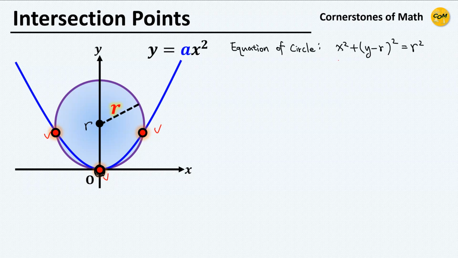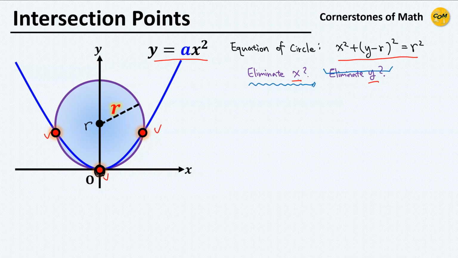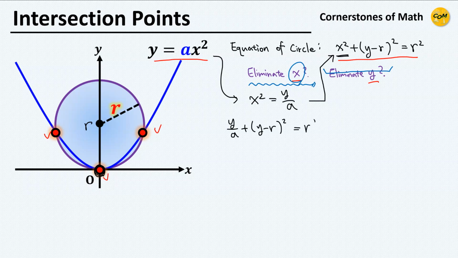If we simultaneously solve this and the equation of the parabola y equals ax squared, we can find the coordinates of the intersection points. When doing so, we must eliminate either x or y. You can solve it in either way, but here, I am going to eliminate x and solve for y. From the equation of the parabola, we have x squared equals y over a, and if we substitute this expression into this x squared in the equation of the circle, we can eliminate x and obtain y over a plus (y minus r) squared equals r squared.